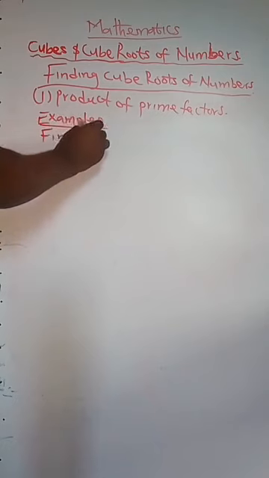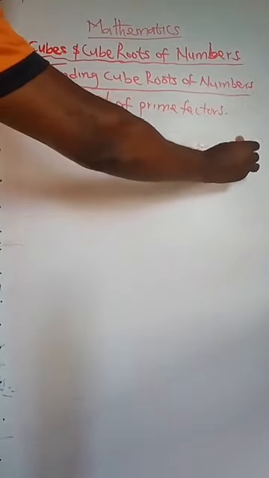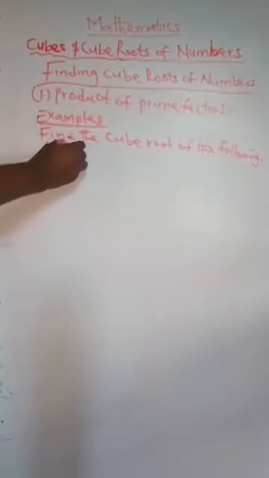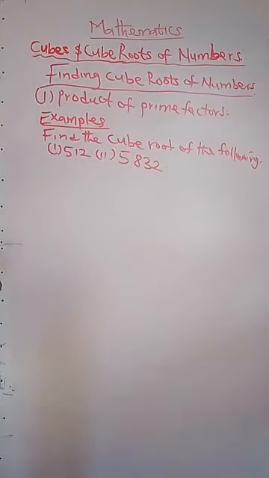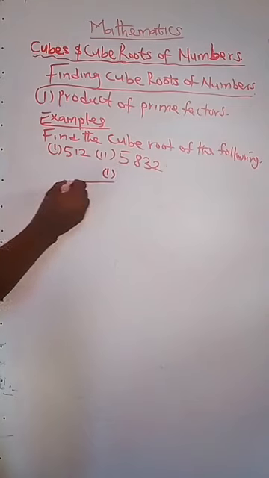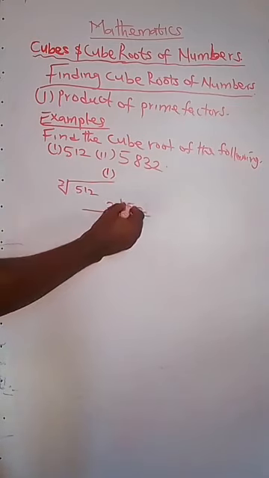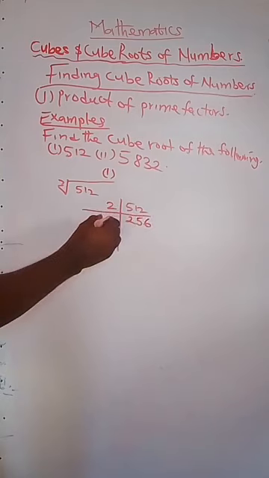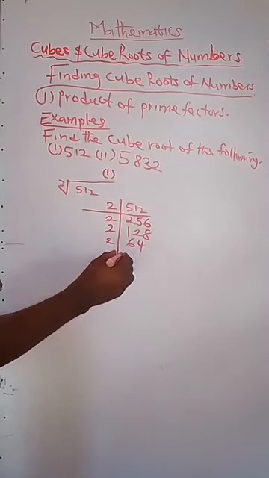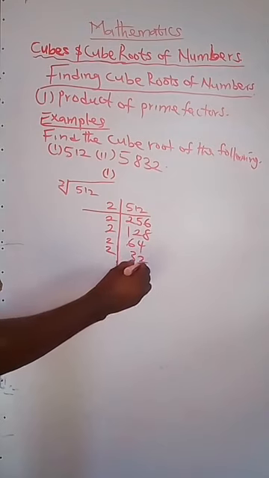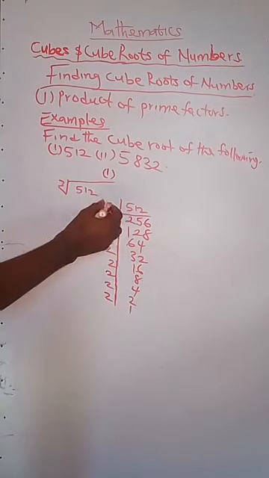Find the cube root of the following. Right? 1, 512. 2, 5,832. Now, let's start with 1. 512. I want to look at cube root of 512. So let's draw our usual table. 512, 2, 256, 2, 128, 2, 64, right? 2, 32, 2, 16, 2, 8, 2, 4, 2, 2, 2, 1. So 1, 2, 3, 4, 5, 6, 7, 8, 9.